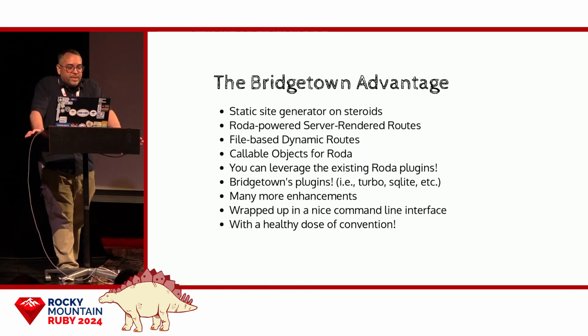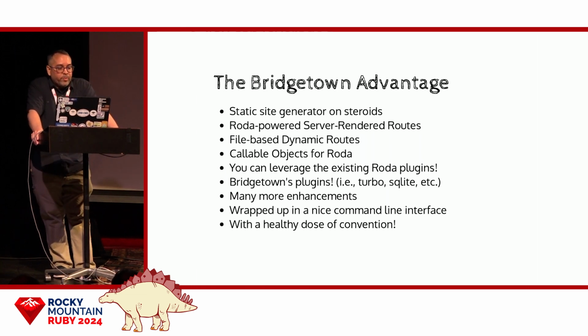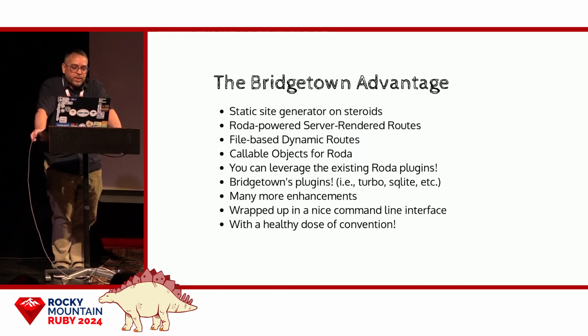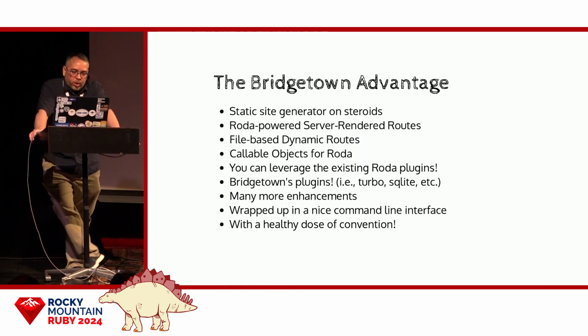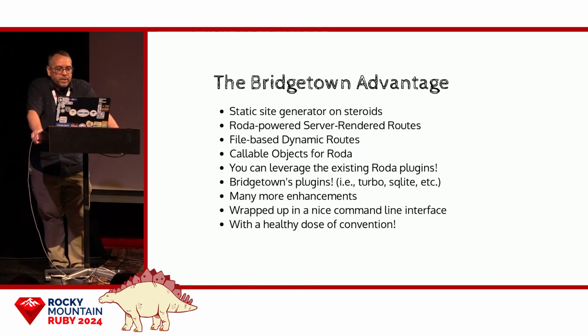So I guess the Bridgetown advantage, I would describe it as a static site generator on steroids. It's powered by Roda, which gives you the server-rendered routes. It has these file-based dynamic routes. It now includes these callable objects for Roda. And then you can leverage the existing Roda plugins, the new Bridgetown plugins, and many more enhancements, right? And everything's wrapped up in a nice command line interface with a healthy dose of convention.